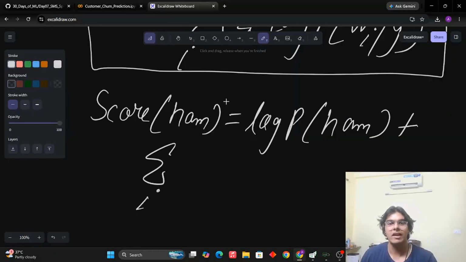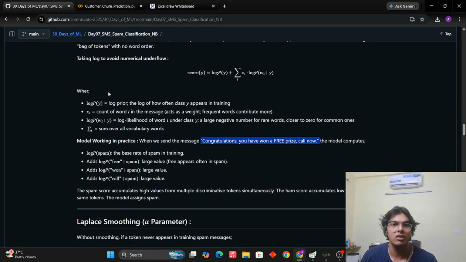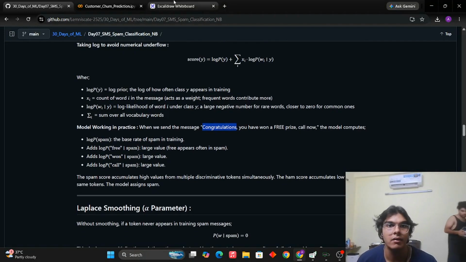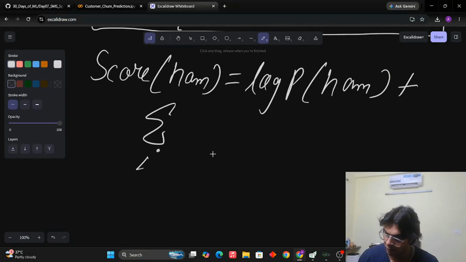Now, very important, what is this x of i here? If you go and check it out, x of i is the count of word i in the message. So in this way, we can see, let's say, the count of the word congratulations. Now, how many times is the word congratulations occurring in this message? It is occurring once. So x of i is nothing but 1. So we write 1 here.